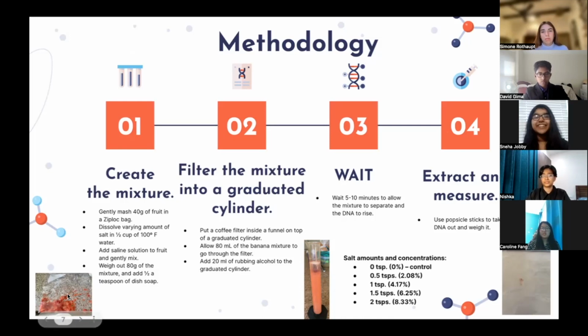This is to neutralize the charge of DNA, so it is less hydrophilic. The salt also removes the proteins from the DNA and keeps it dissolved in the water.